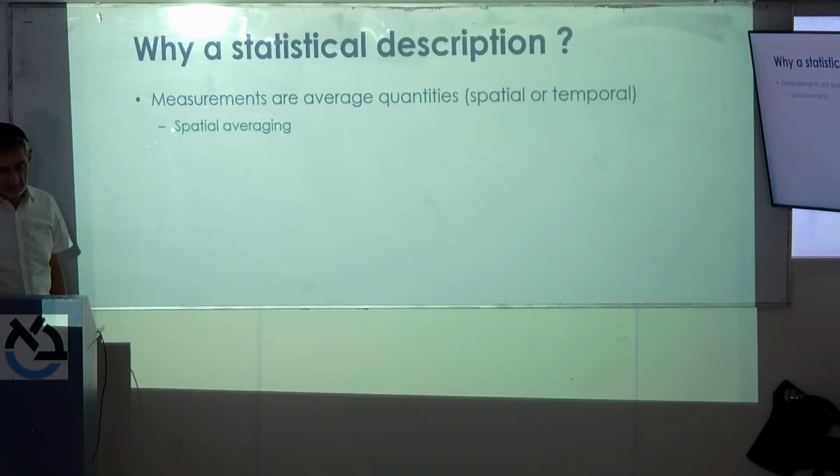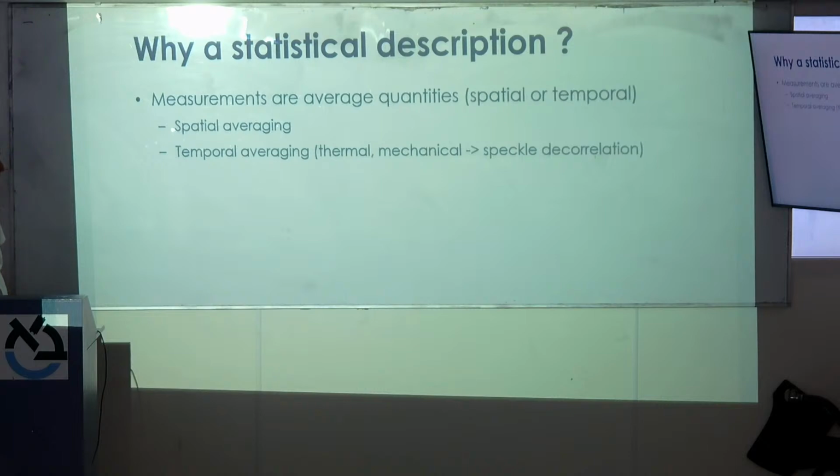So, for instance, spatial averaging: we will make a measurement over time, and the system will move around because of thermal perturbation, so you will do some spatial averaging. You can average over frequencies also if there are fluctuations in the time domain.